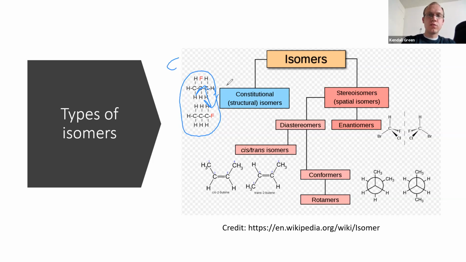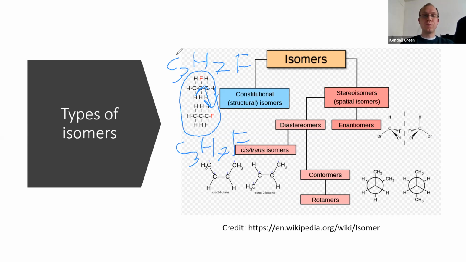The molecule on top has 3 carbons, and 7 hydrogens. And it also has 1 fluorine. The same with the bottom one. It also has 3 carbons, 7 hydrogens, and 1 fluorine. So there's really no difference in chemical formula between these two. However, the difference is that the fluorine atom has changed position. So that's the basic constitutional isomer.